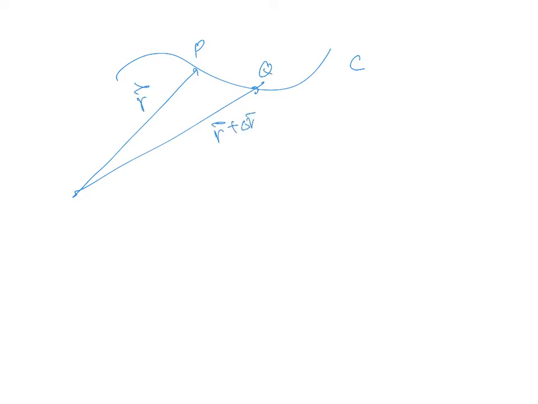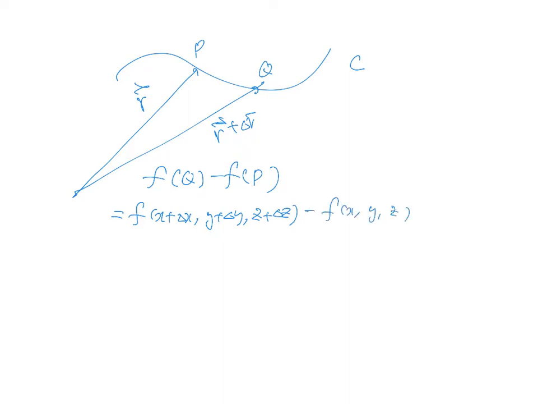So it turns out that if we have a curve, one point P, another point Q, this is R, R plus delta R, f(Q) minus f(P) is f(x plus delta x, y plus delta y, z plus delta z) minus f(x, y, z), which turns out to be partial f/partial x delta x, plus partial f/partial y delta y, plus partial f/partial z delta z. And this is a very interesting form.